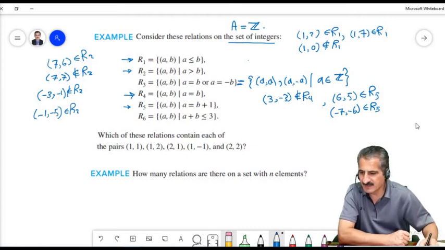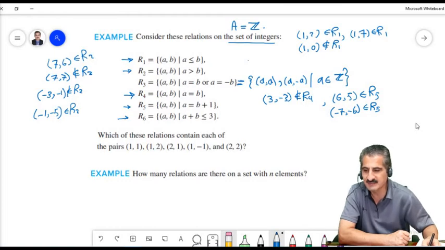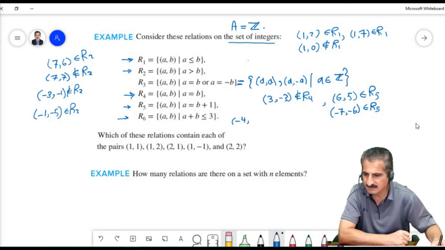Okay, R6 says that two integers are related if their addition is less than or equal to 3. So we will have, for instance, negative 4 and 7 belongs to R6 because negative 4 plus 7 is 3.